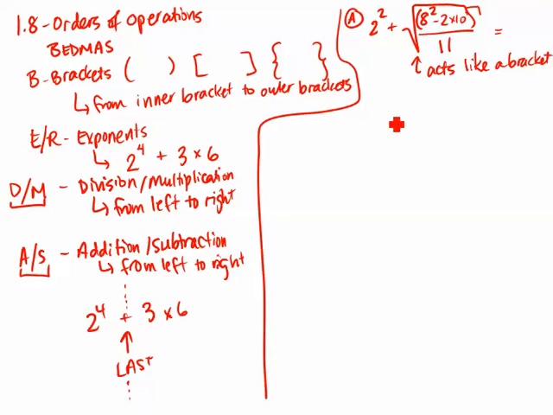So let's solve this first. 2 squared I can solve as 4, and then I can solve the rest of the inside. So square root, and I see a bracket at the top, so I will solve whatever's in the bracket first. So that means 8 squared minus 2 times 10.